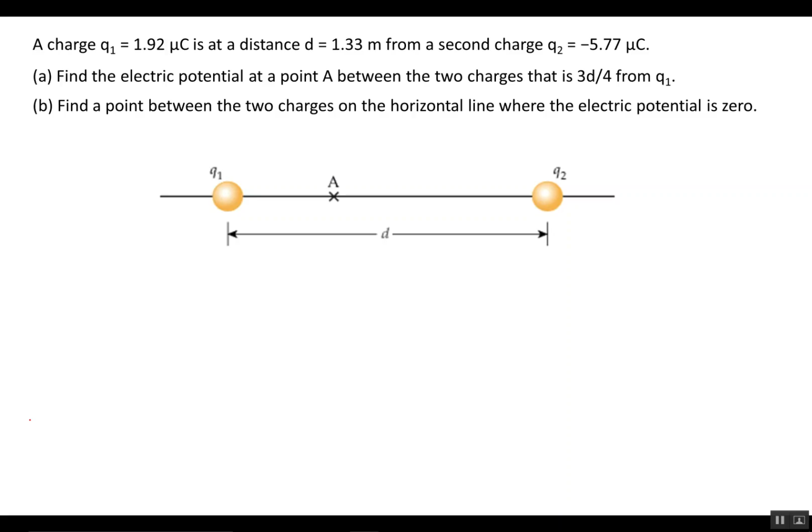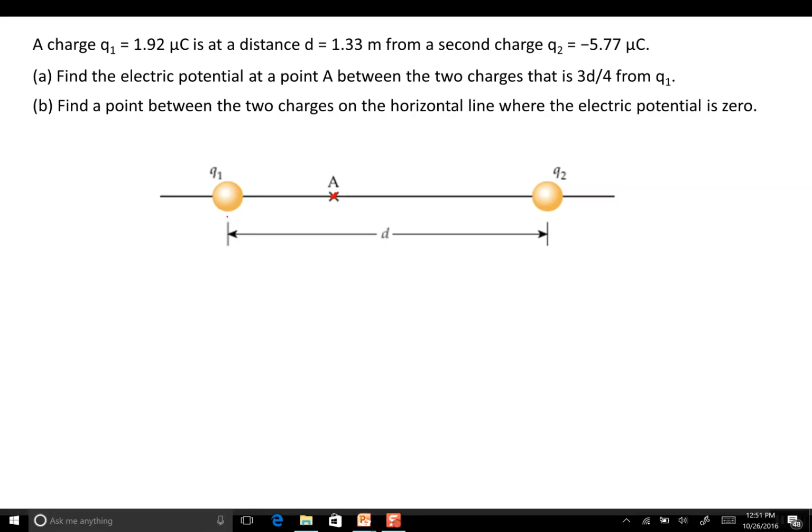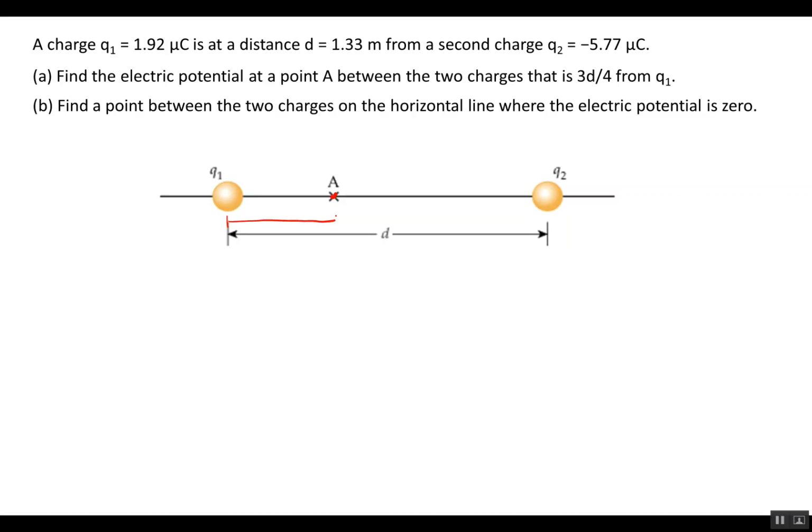Find the electric potential at the point A right here, which is 3/4 of the way from Q1. Obviously this picture is not to scale, because that distance right there is 3/4 D. All right, so we want to find the total voltage. This isn't that bad because voltage is a scalar.